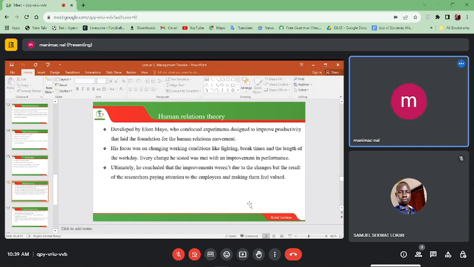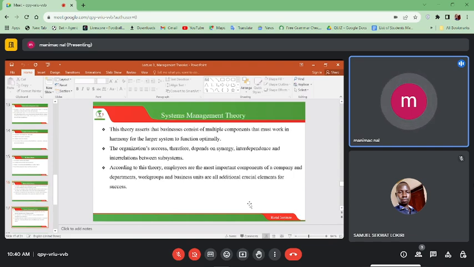The theory also says that we need to focus on what satisfies the employees, and sometimes what satisfies them to be productive could be the nature of the environment that they are working in. And further still, the theory says that every change he tested was met with an improvement in performance. Ultimately, he concluded that the improvements were not due to the changes, but rather the result of the researcher paying attention to the employees and making them feel valued. So at the end of the day, it is important that we make sure employees are valued and feel comfortable when they are performing their job.